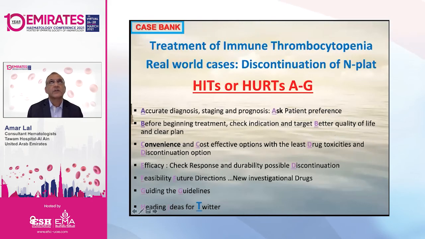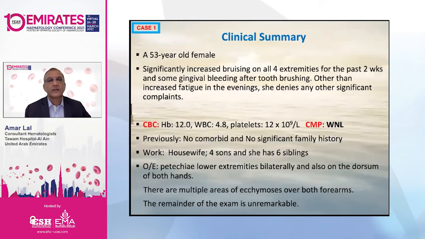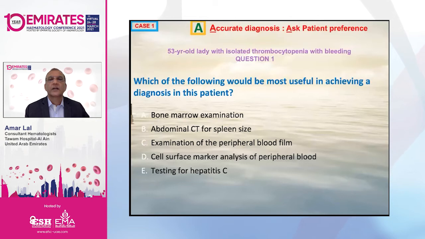So let's see the patient. We have to see our real-world experience, A to G. We want to see whether we help the patient or hurt the patient. Number one, a 53-year-old female who has bruises all over the extremities and a platelet count of 12,000. A clear-cut ITP and bleeding case. Now, A for accurate diagnosis.